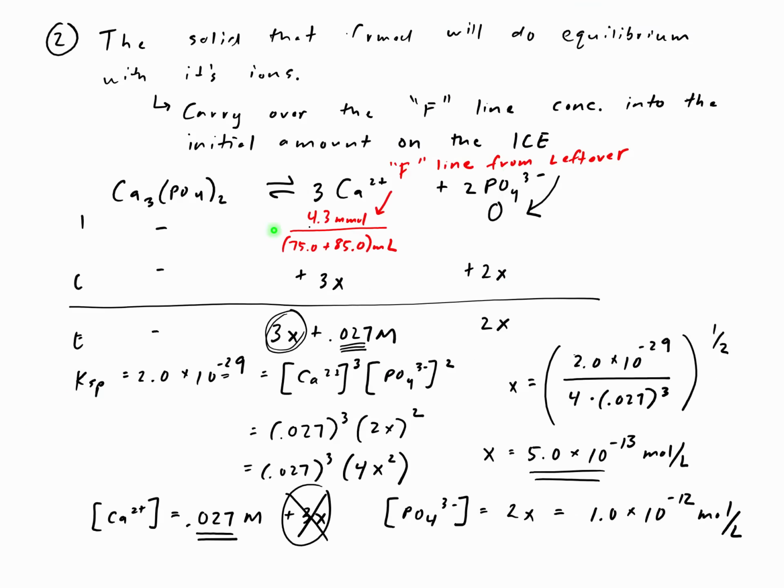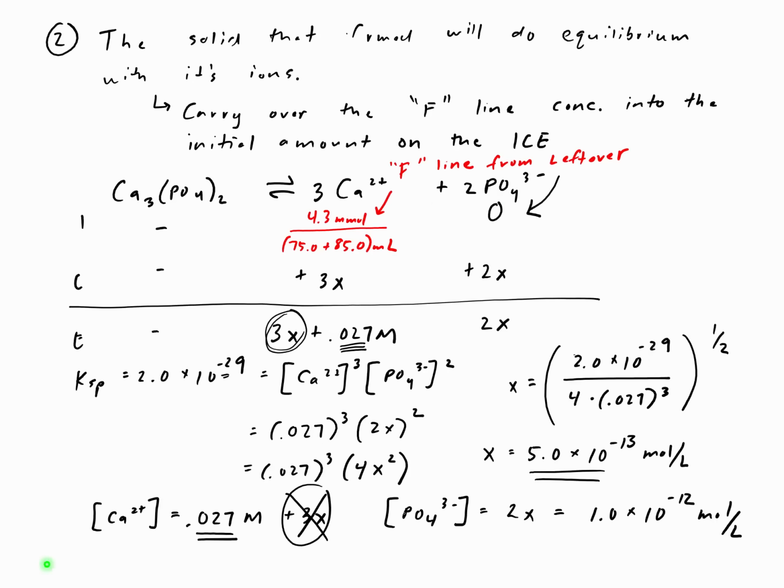So we set up this from the solid that formed, and this amount is the leftover from the chemical reaction, these two amounts. Then we run this through the ICE table and solve. And we get the amounts at equilibrium.